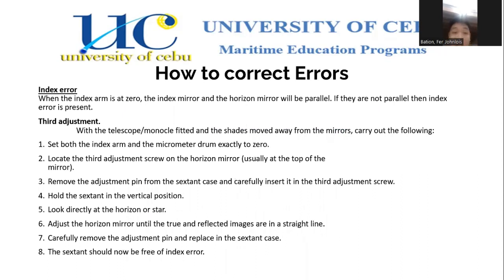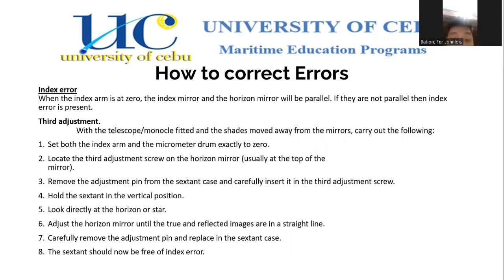So index error. When the index arm is at 0, the index mirror and the horizon mirror will be parallel. If they are not parallel, then index error is present. Third adjustment. With the telescope or monocular fitted and the shades moved away from the mirrors, carry out the following. 1. Set both the index arm and the micrometer drum exactly to 0. Then locate the third adjustment screw on the horizon mirror. They are usually at the top of the mirror.